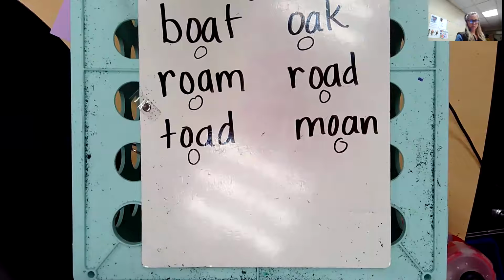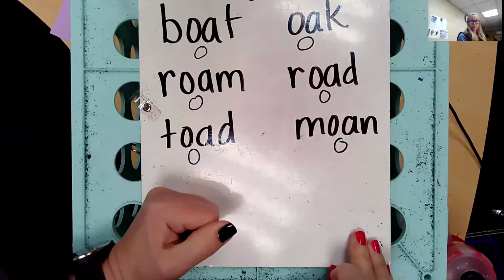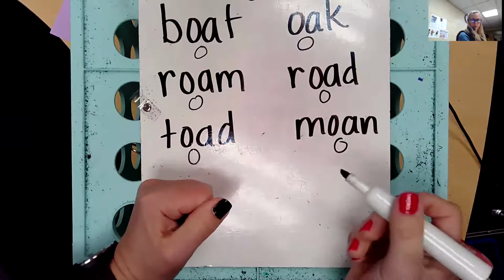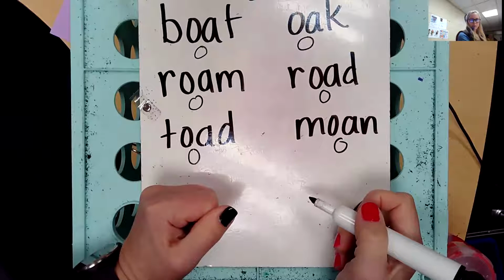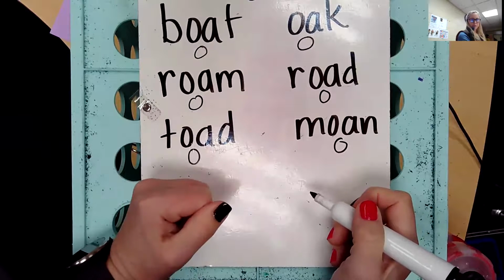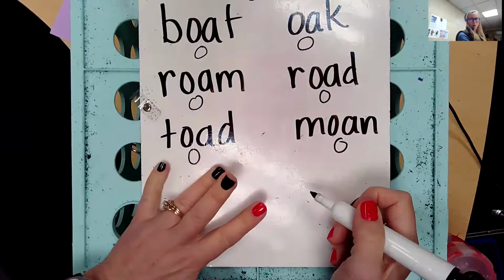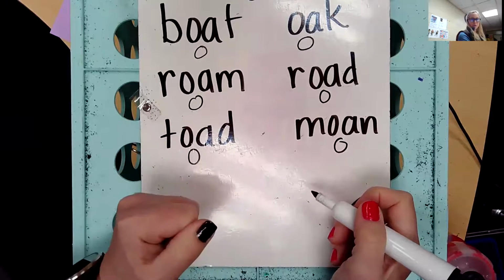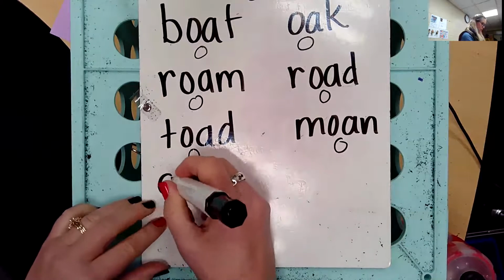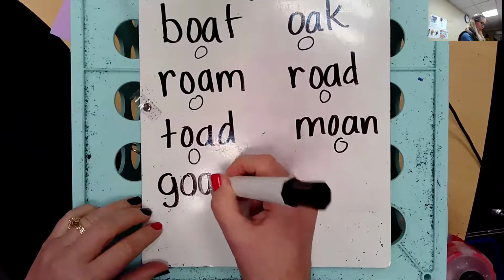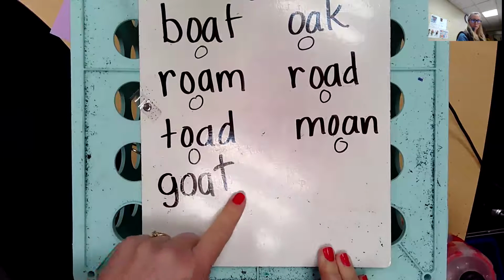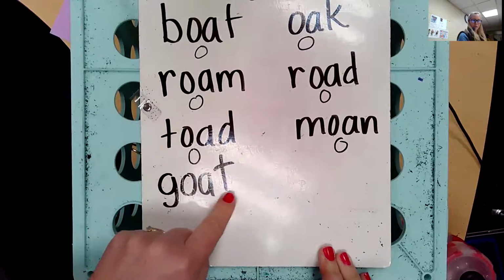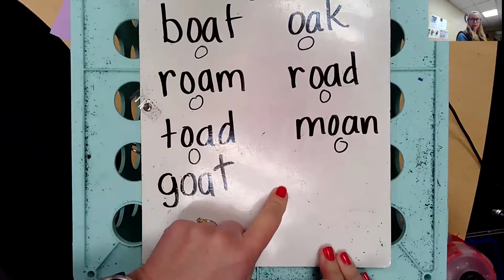All right, let's do a couple more. Get your hand ready for pounding, get your other hand ready for writing. Let's do the word goat. Ready? Goat. Tap it out. G-oat. Goat. Let's write it. G-o. Remember our pattern that we're working on is O-A. G-oat. Goat.